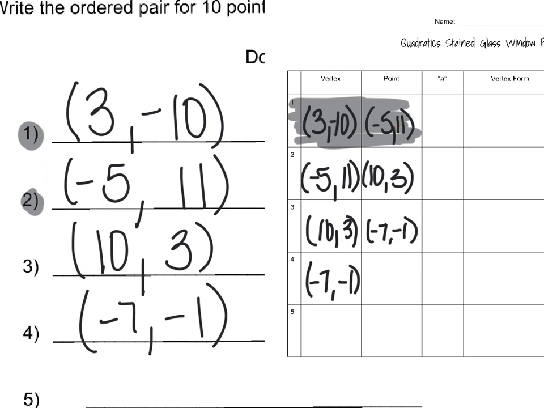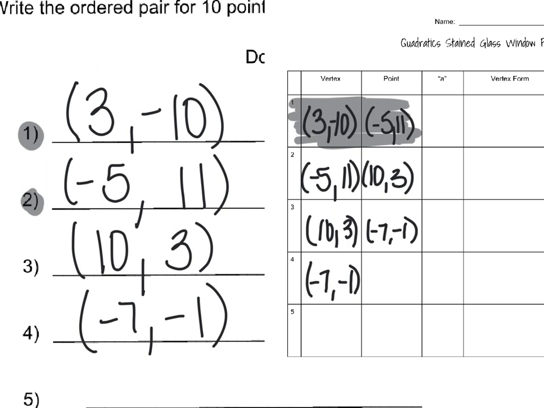So your main goal today, if you have time, and what you're going to focus on tomorrow as well, is just filling in this part here, the vertex and the point for all of your points. When you get to the very end, for point 10, you're going to use the ordered pair 3, -10 as the other point for that one. I'm going to show you that in a second.